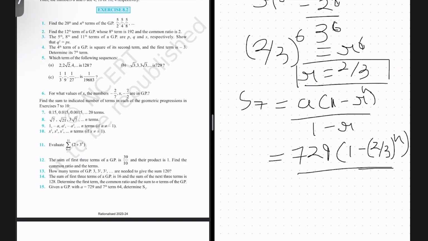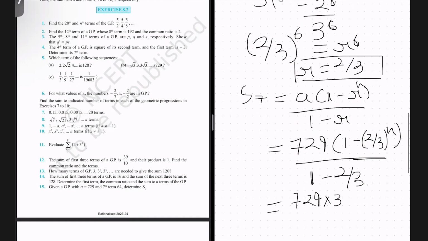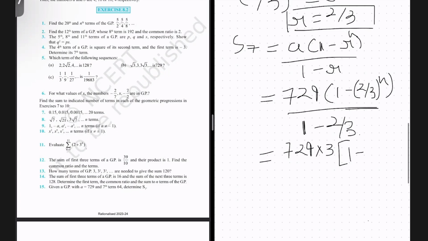In the brackets, you have 1 minus (2 divided by 3) raised to the power n, and in the denominator you have 1 minus 2 by 3. So that is going to be nothing but 1 by 3, and 3 gets multiplied up into the numerator. So you have 729 into 3, and in the brackets you have 1 minus (2 by 3) raised to the power 7.